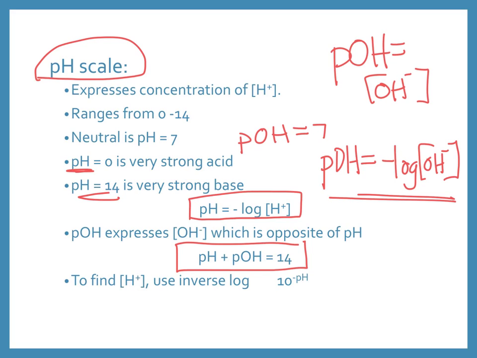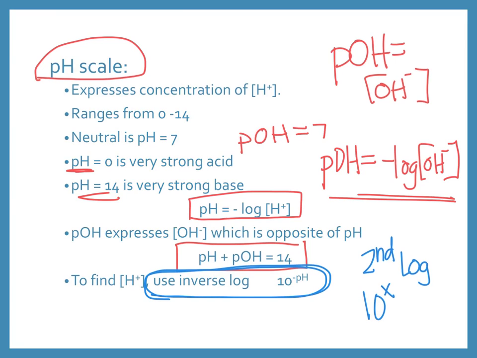Now, if you're asked to find the inverse, if they give you pH and you want to find H plus, you use the inverse. So on your calculator, you're going to probably do second log, and that looks like 10 to the x. So you may need to do that, and remember that you have a negative exponent there. I promised to show you a brief screencast on how to use your calculator for this, and we'll talk about this in class. So make sure that you have your calculators when we get to this part.